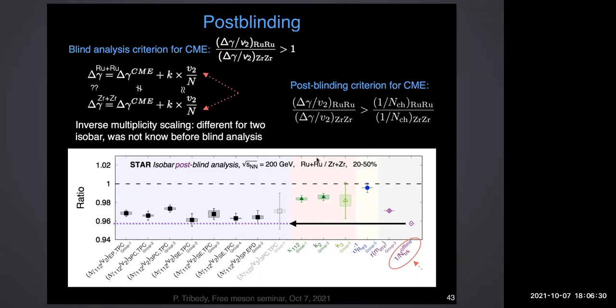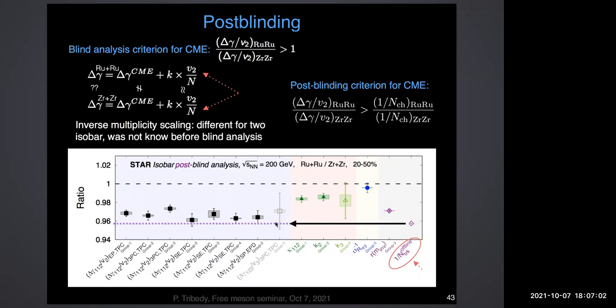This is already a ratio of quantities in ruthenium and zirconium in 20 to 50%, and these are different points from different groups and different methods. And the last point here is 1 over multiplicity, this quantity, in ruthenium over zirconium, this point. So this is this number, and this left term is these various different points from different groups and different detectors.